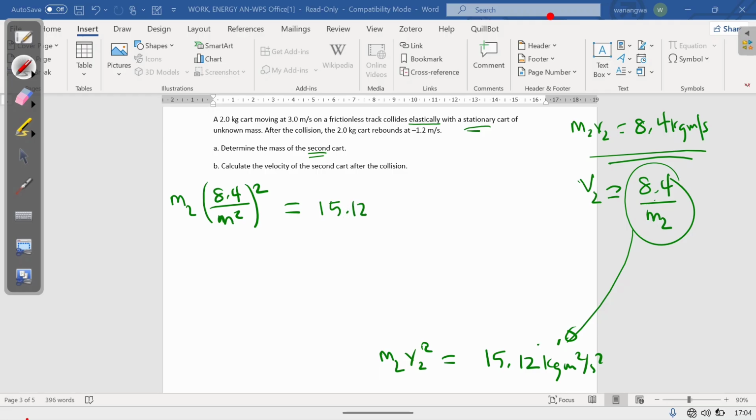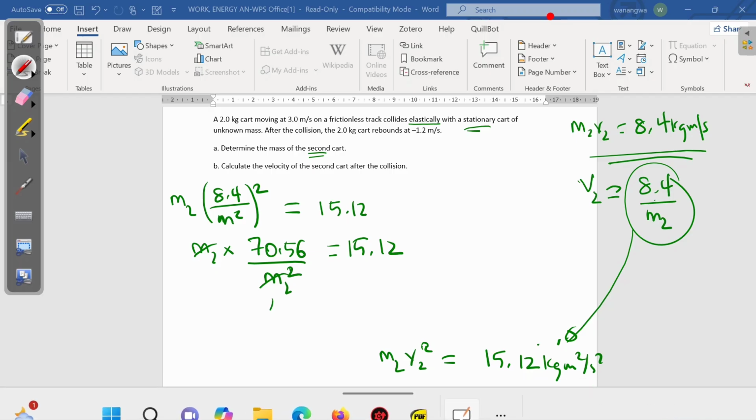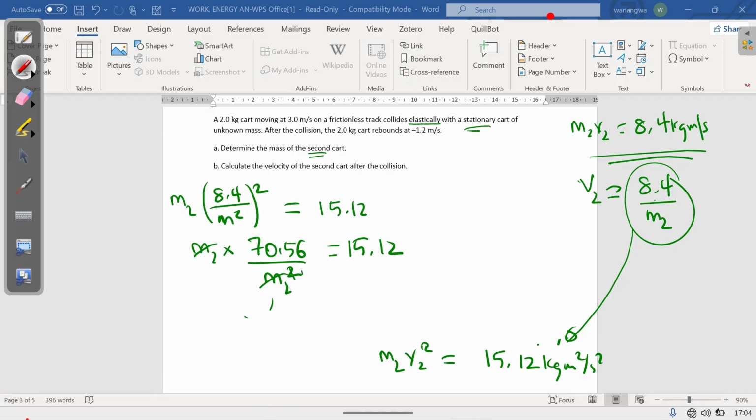This should be equal to 15.12. Okay, so that will be m2 times, let's do 8.4 squared. That gives us 70.56 divided by m2, okay, equals 15.12. This will be squared, so you cancel 2, you remain with 1. Okay, so that will be 70.56 over m2 is equal to 15.12. I hope that has not confused you.